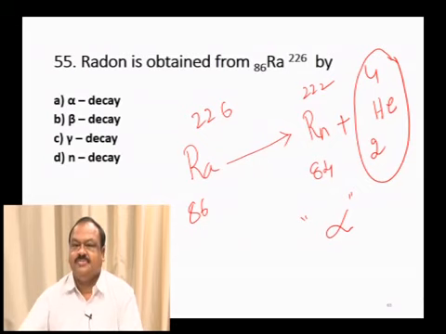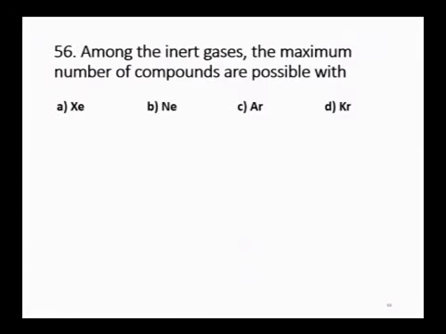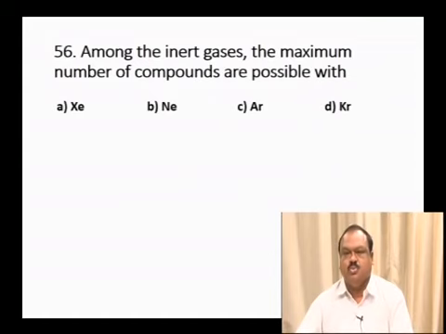Next, among the inert gases, the maximum number of compounds is possible with which element? Xenon, neon, argon, krypton.